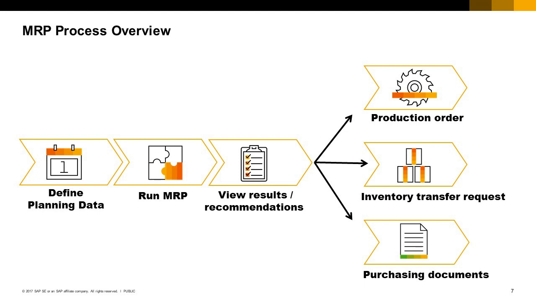The results of the MRP run are recommendations for creating documents to produce, purchase or transfer the needed items. The final step in the MRP process is to use the recommendations to create the needed supply documents, such as production orders, inventory transfer requests or purchase orders, to meet the demand. These documents can be automatically generated via the order recommendation window. In this next section, we will go through each MRP process step.